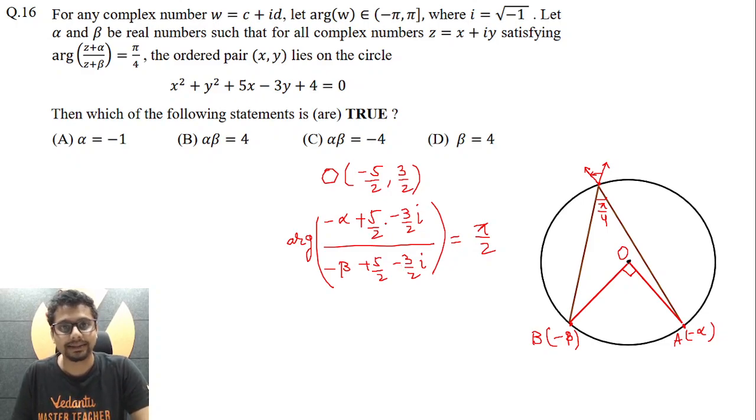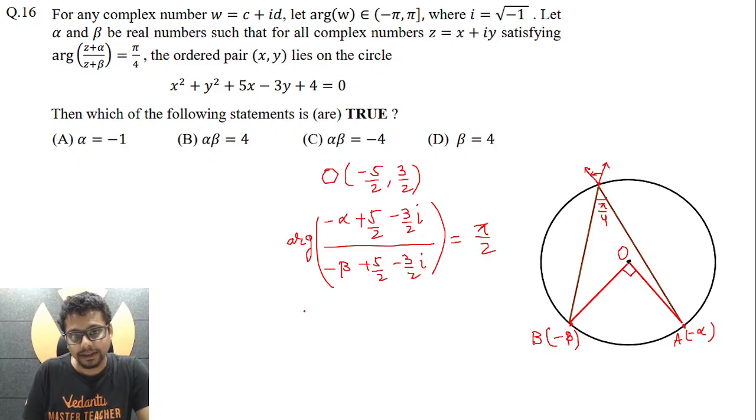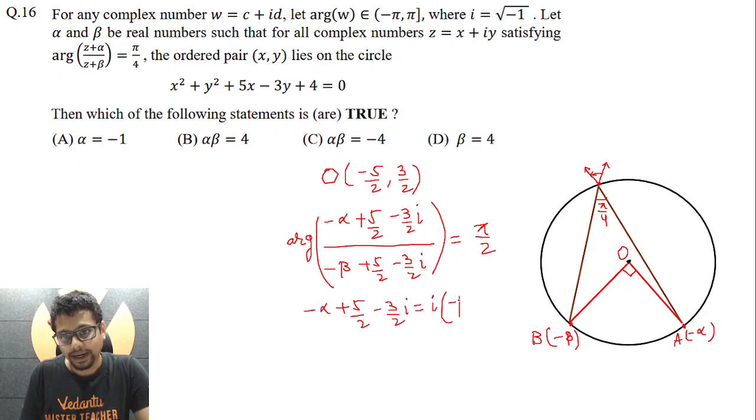Why? Because their lengths are the same, so the only difference is in argument. So here, minus alpha plus 5 by 2 minus 3 by 2 iota is equal to iota times minus beta plus 5 by 2 minus 3 by 2 iota. So if you compare the real part on both sides, given that alpha and beta are real values, you get minus alpha plus 5 by 2 is equal to 3 by 2. So that essentially means alpha is 1.